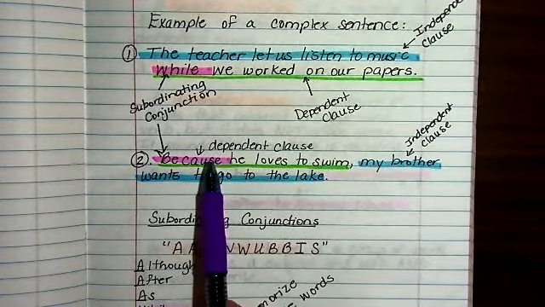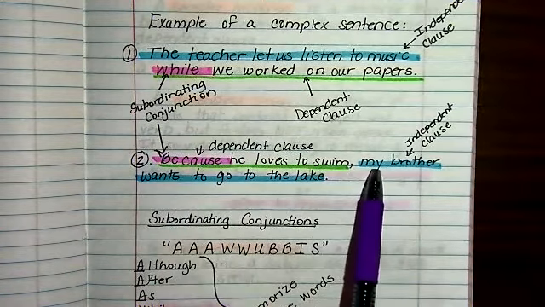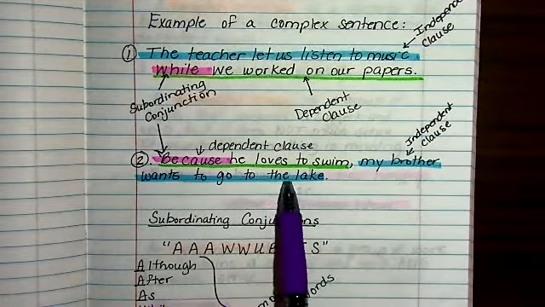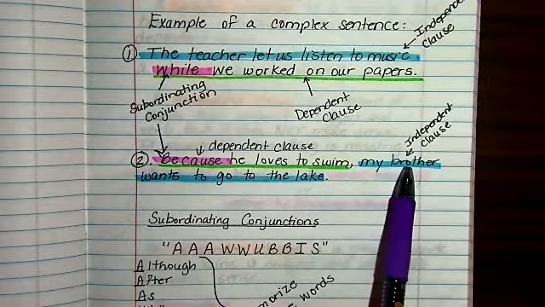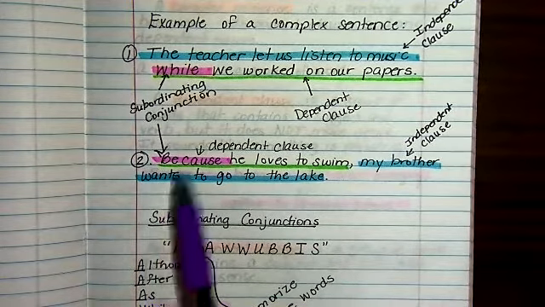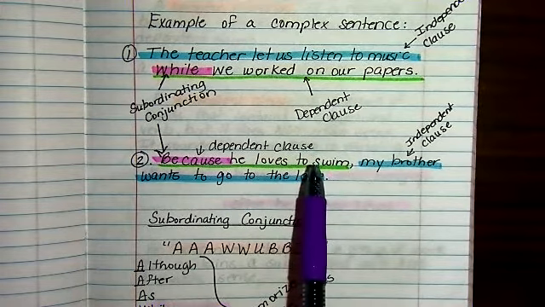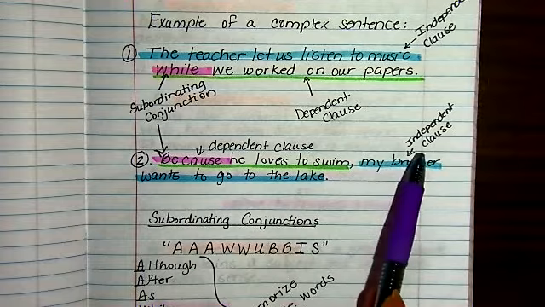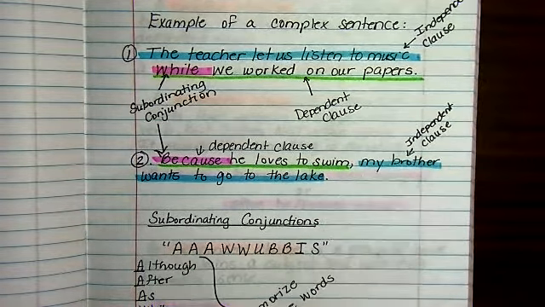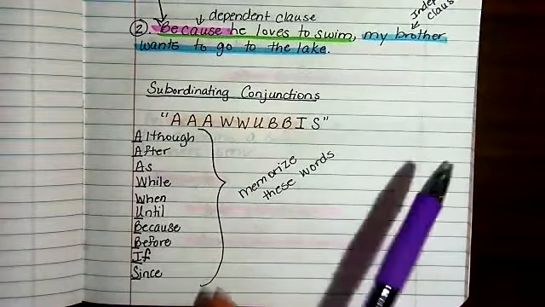I highlighted the word because, it's a subordinating conjunction. I highlighted the part in blue, my brother wants to go to the lake, because it's an independent clause. We have a subject and a verb, and it makes sense. So in other words, a dependent clause is a clause that doesn't make sense. An independent clause is a phrase or clause that makes sense. It's a complete sentence.